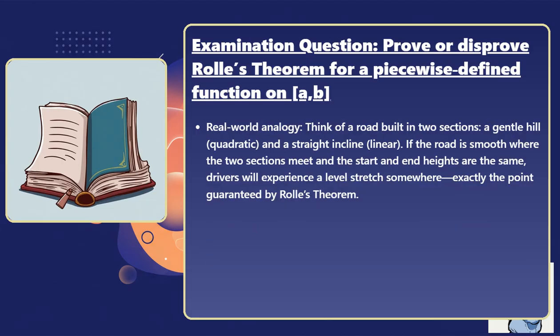Imagine a road built in two sections, a gentle hill represented by the quadratic part and a straight incline represented by the linear part. If the road is smooth where the two sections meet and the start and end heights are the same, drivers will encounter a level stretch somewhere, which mirrors the point guaranteed by Rolle's theorem.